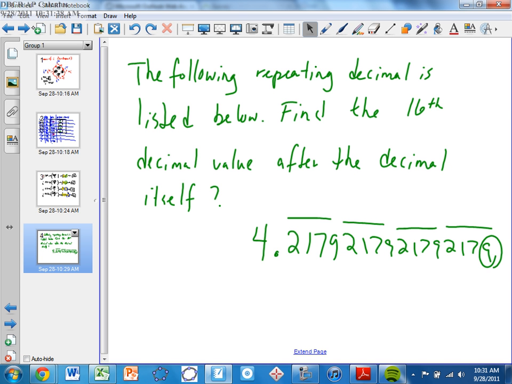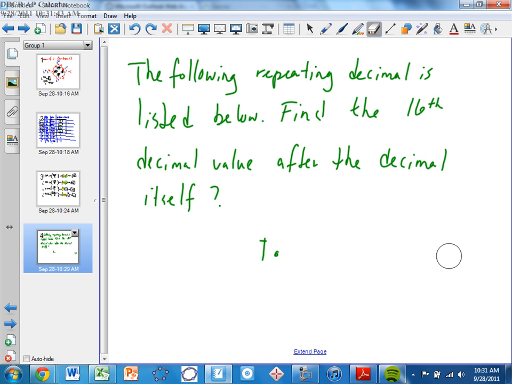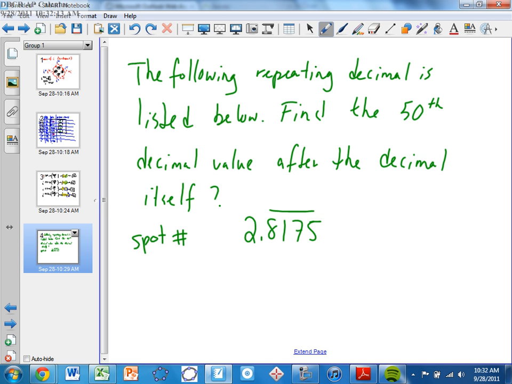So instead of that, let's now say that instead of the 100th or the 16th spot, we need to find, let's say, the 50th spot. And we'll make a decimal of 2.8175. Now, here's how I think about it. This is the first spot, correct? This is the second spot, the third spot, and the fourth spot, out of a total of 4 spots. Take your spot number, or location number, divided by the number repeated.